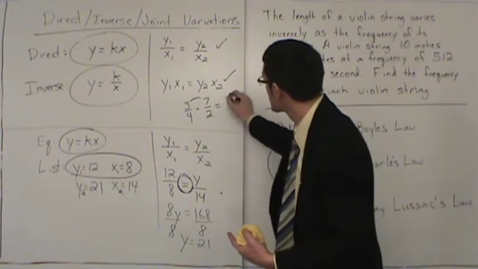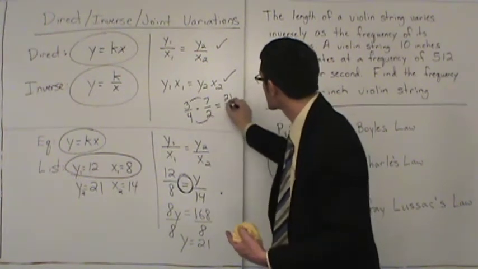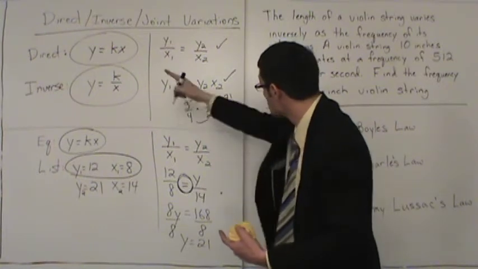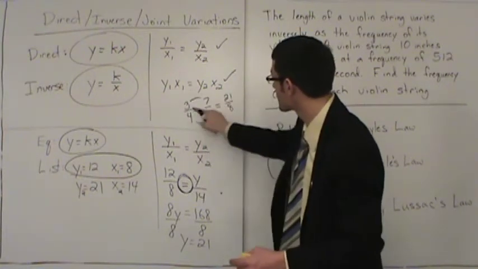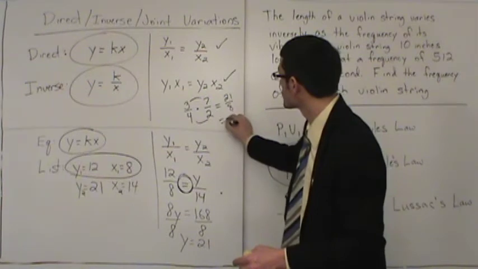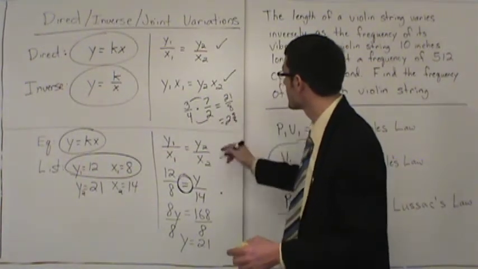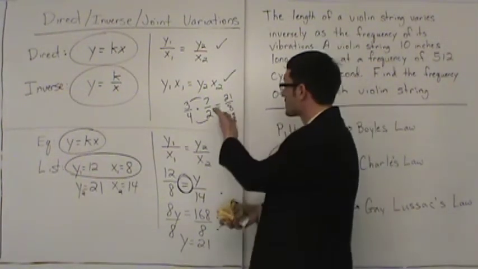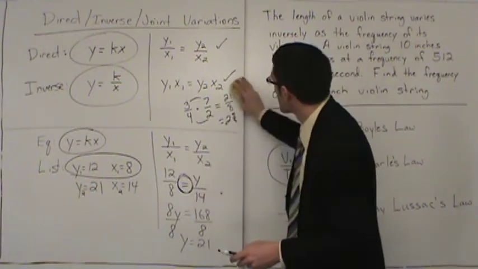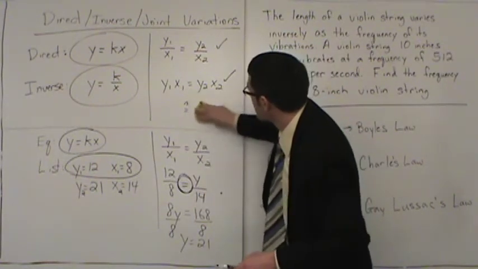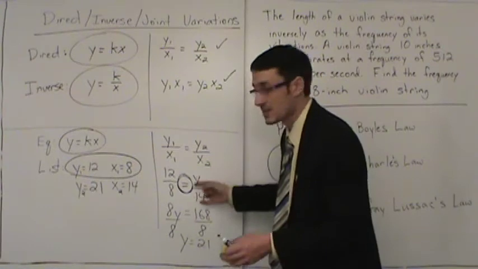We multiply the top. 3 times 7 is 21. 4 times 2 is 8. We do not cross multiply. We take top times top, bottom times bottom. 21 over 8, which is 2 and 5/8. 8 goes into 21 twice with 5 left over, so 2 and 5/8. So I don't want you guys to think anytime you see two fractions, you cross multiply.